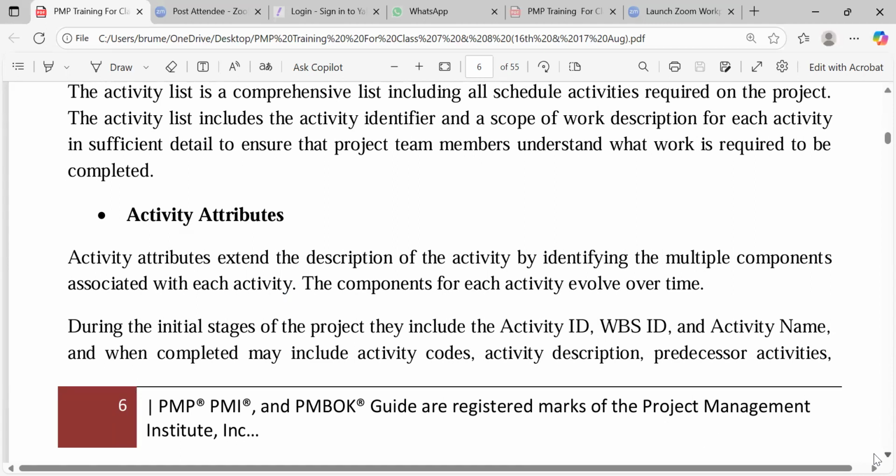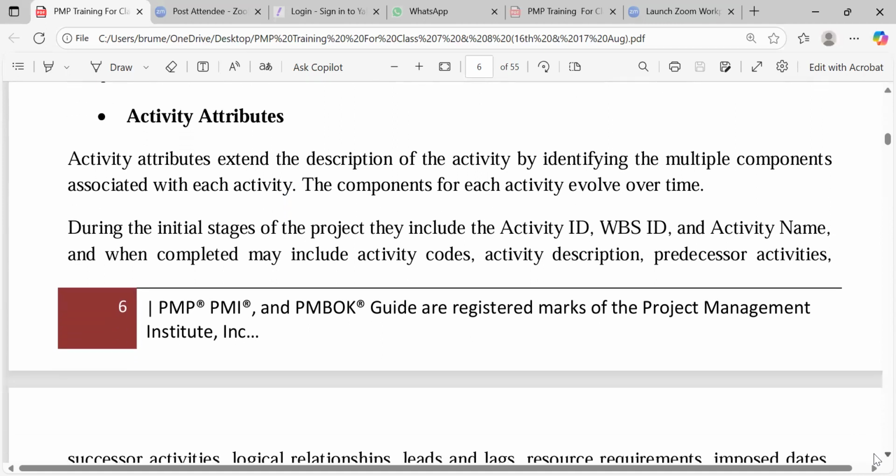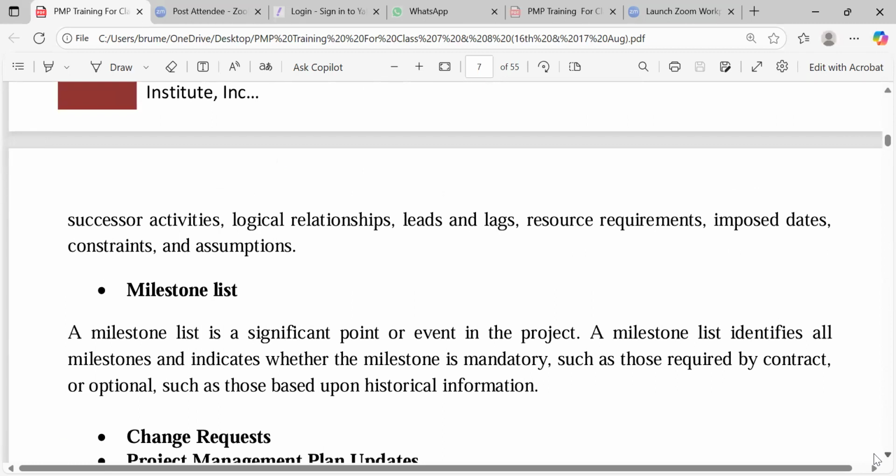And the activity name, when the activity will be completed, the codes, the activity description, what comes before that activity and what comes after that activity. All these are the activity attributes. Just like the word implies, attributed to.